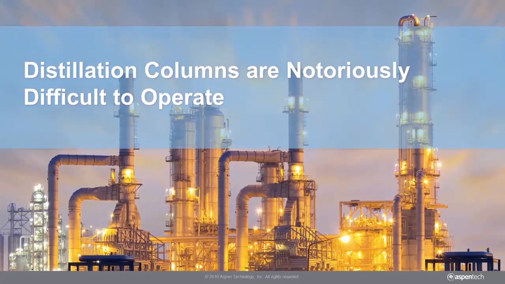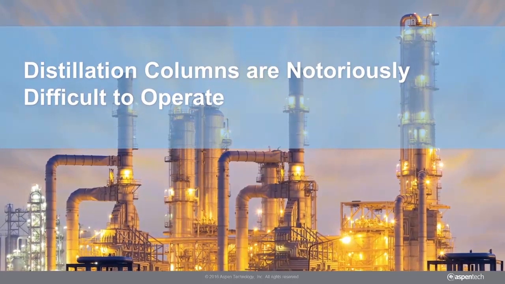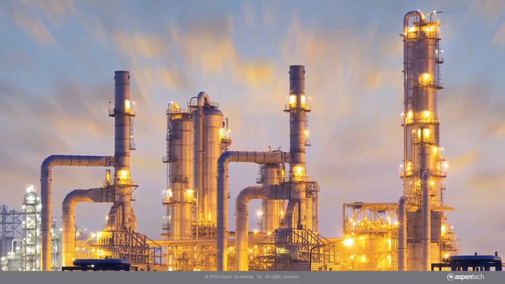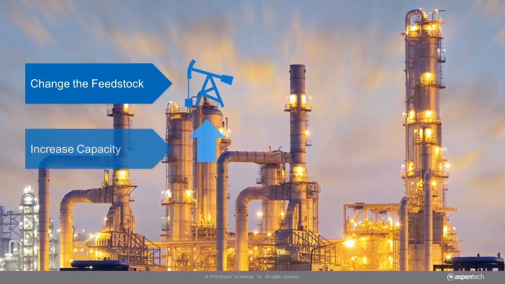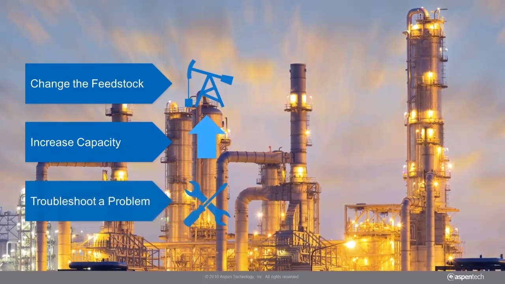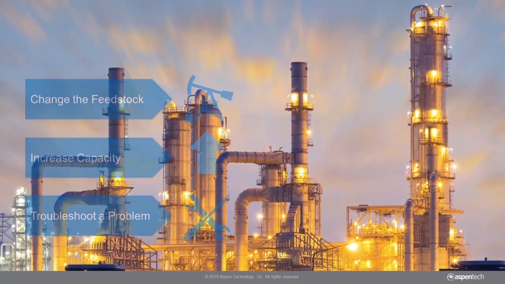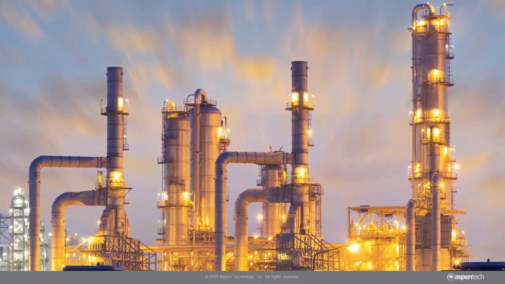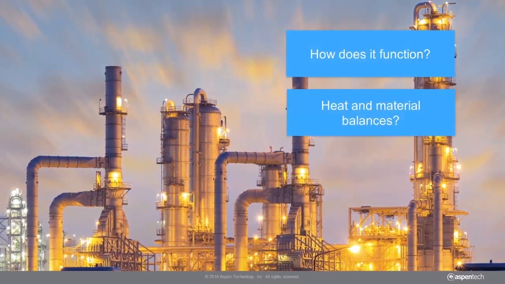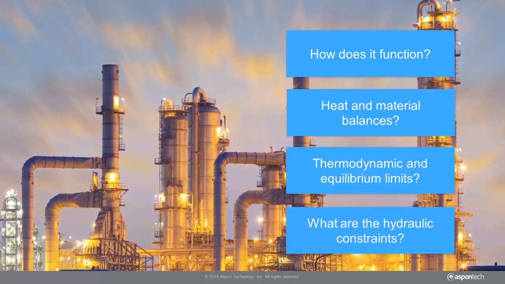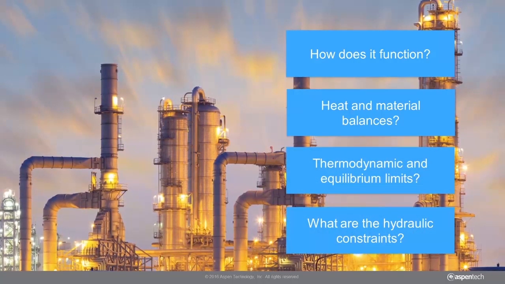Distillation columns are notorious for being difficult to operate, and performance can vary based on multiple factors. Whether you're planning to change the feedstock, increase capacity, or just troubleshoot an existing problem caused by the column, the first step is to understand the operations and the technical aspects of the column. How it functions, the material balances, thermodynamic and equilibrium limits, and the hydraulic constraints need to be considered simultaneously.